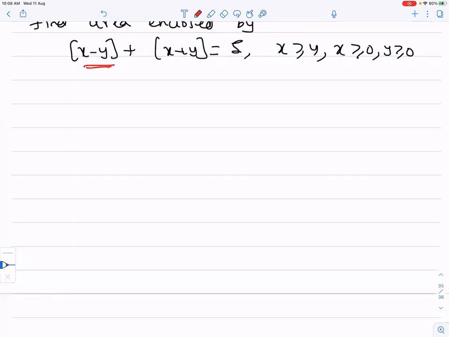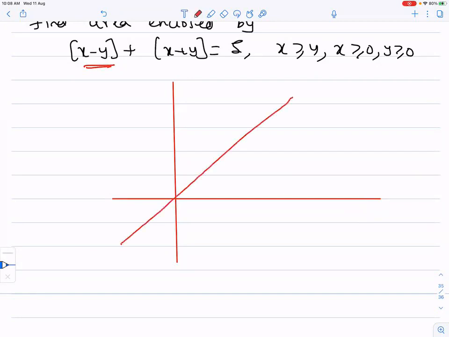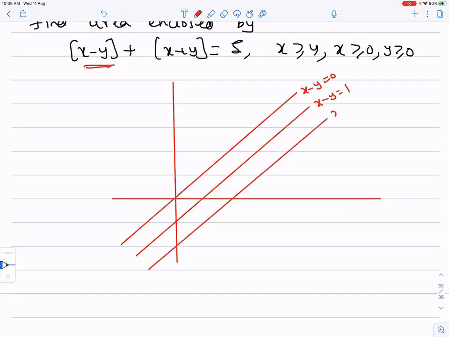now we will plot first y equal to x. We will plot y equal to x, or another way of writing it is x minus y equal to 0. उसके नीचे I'm going to plot x minus y equal to 1 because x minus y is a positive quantity, right? And x minus y equal to 2 and x minus y equal to 3, so on.